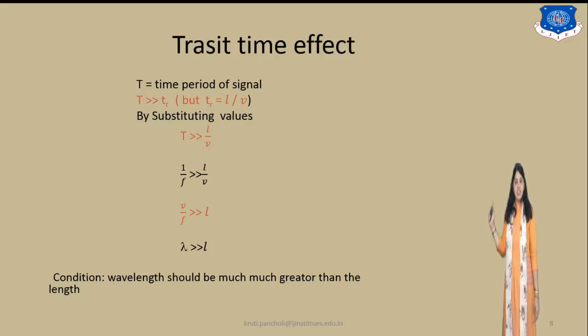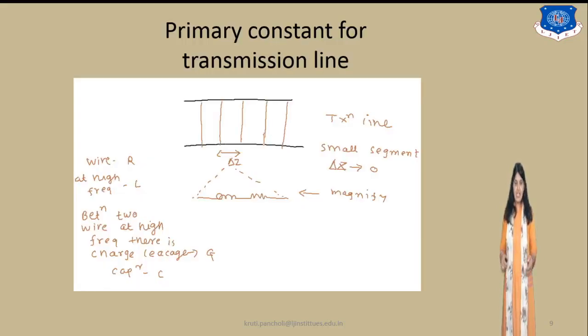So what is T? It's 1 upon F. So 1 upon F is much greater than L upon V. Now we interchange the V and F values. So V by F is much greater than L. And what is V upon F? V upon F is lambda. So lambda is much greater than L. So the condition is that the wavelength should be much greater than the length. That is the condition in the transit time.